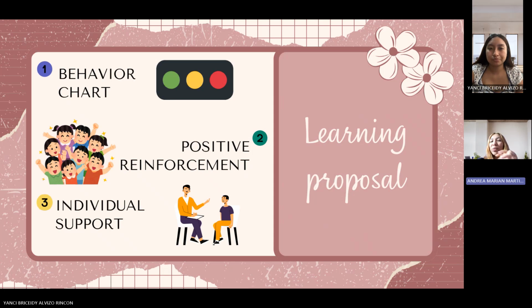Let's start with the behavior chart, that is part number one. This is a visual tool that is placed in the classroom where all the students can see it. Each student has a space with their name, and they can earn points or stickers through color levels depending on their behavior during the day. For example, green could mean doing great, yellow could mean need to improve, and red could mean not following rules.